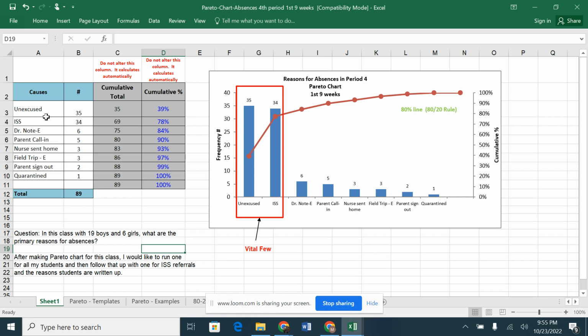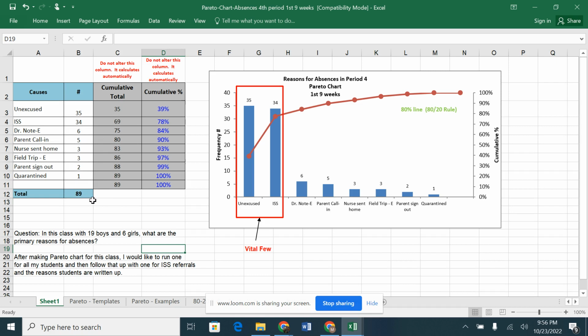those absences, whether they were just an excused absence, if they were placed in ISS for a reason, if they had a doctor's note which made it excused, if a parent called in, if the nurse sent them home, if they were on a field trip, if a parent signed them out, or if they were quarantined. And as you can see, in 9 weeks for one class, I have 89 absences.